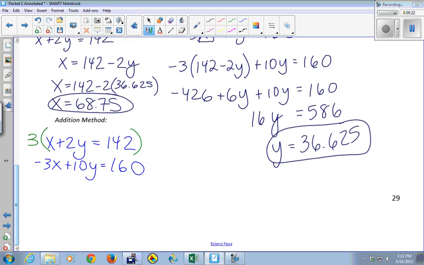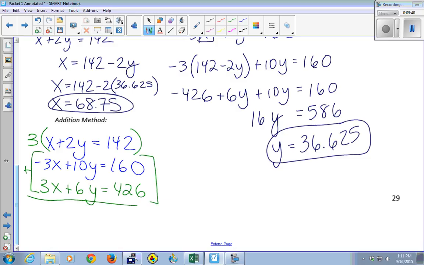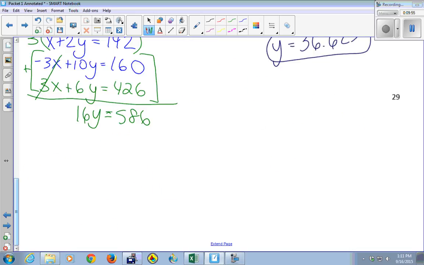All right, and then I'm going to rewrite it underneath here. So I'm going to get 3x plus 6y equals 426. Okay, now looking at these two equations, I'm going to add them together. My negative 3x and 3x, those cancel. 10y and 6y make 16y. 16y equals 586. Divide both sides by 16, and you get y equals 36.625. Same answer as before.